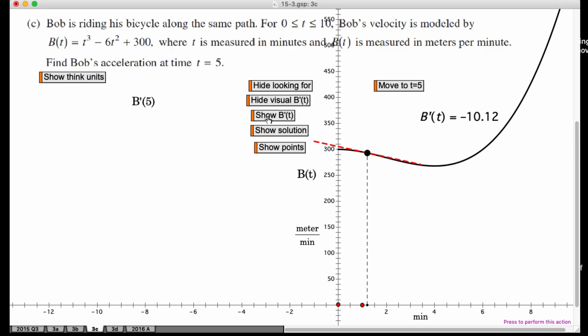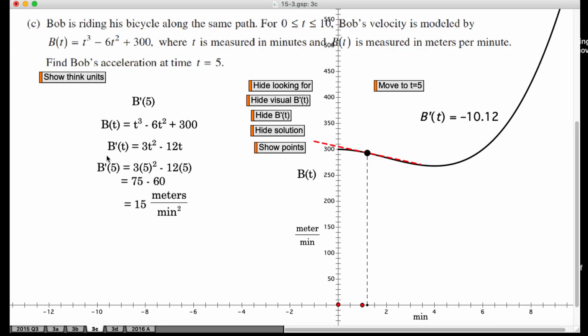So if I want to find b prime of 5, b of t is equal to this function they gave us. You just differentiate, and the derivative of a polynomial is 3t squared minus 12t, and the derivative of a constant is 0. If I want b prime of 5, I plug in 5 for t. t squared is 25 times 3 is 75. 12 times t is 60. You subtract it, you get 15, and the units of acceleration in this case are meters per minute squared.